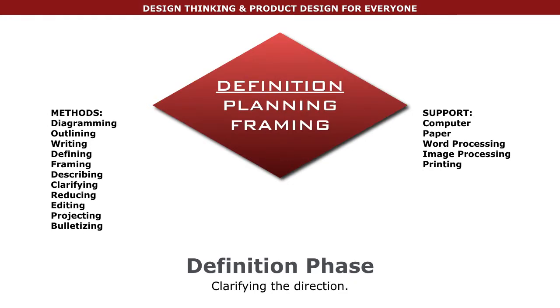In the next design thinking definition phase, one then identifies, defines, frames, and plans the appropriate project direction based on the discovered human needs, insights, and problems from the research phase in a clear, succinct project description and brief. But still no solutions yet.